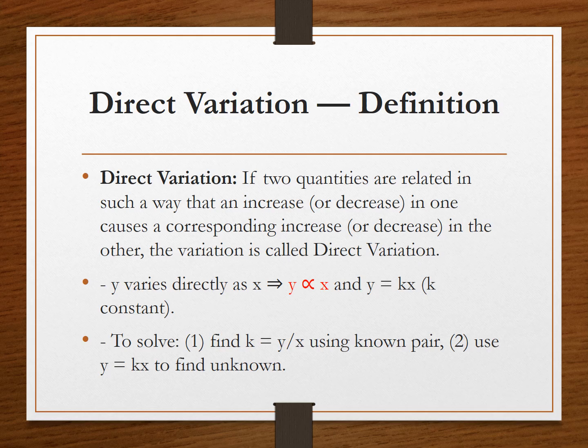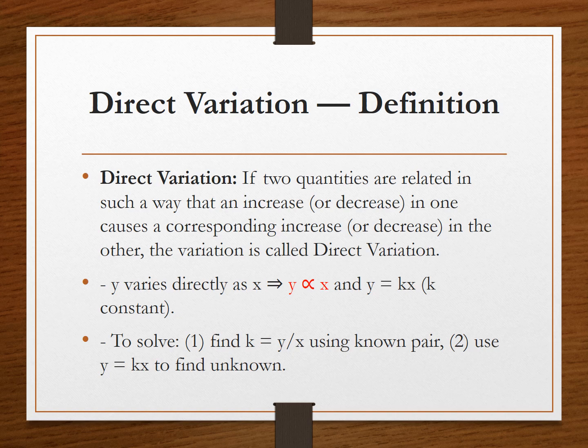Direct variation. If two quantities are related in such a way that if we increase the first quantity, then the second quantity will also increase, or if we decrease the first quantity, then the second quantity will also decrease, this variation is called direct variation.